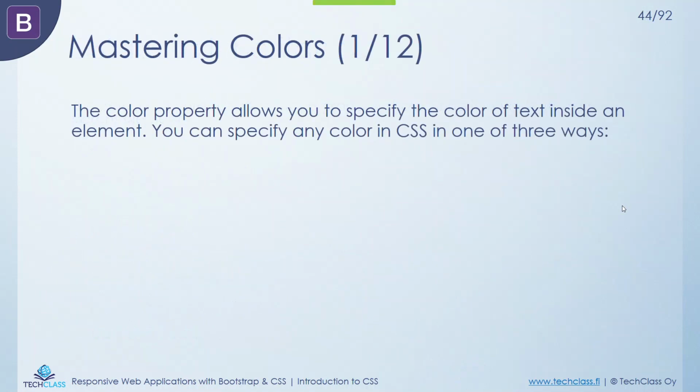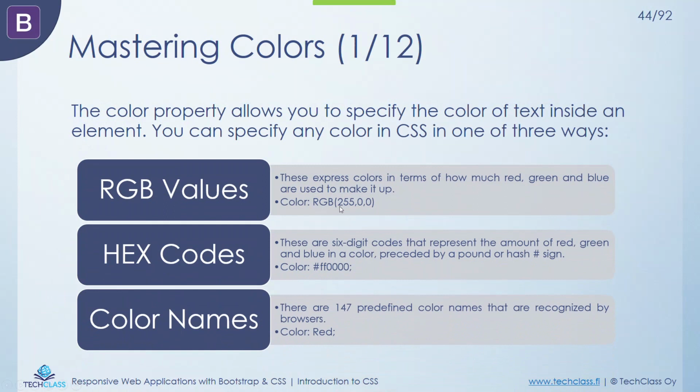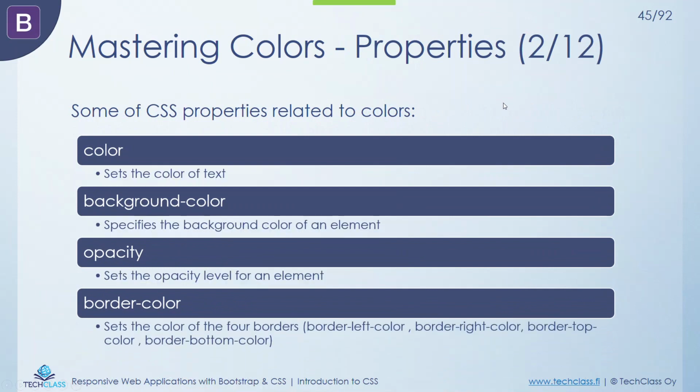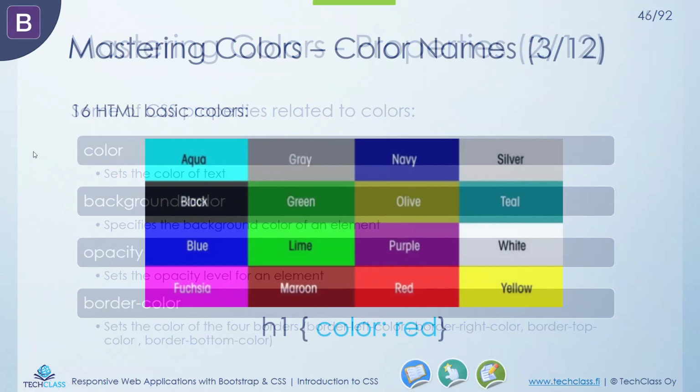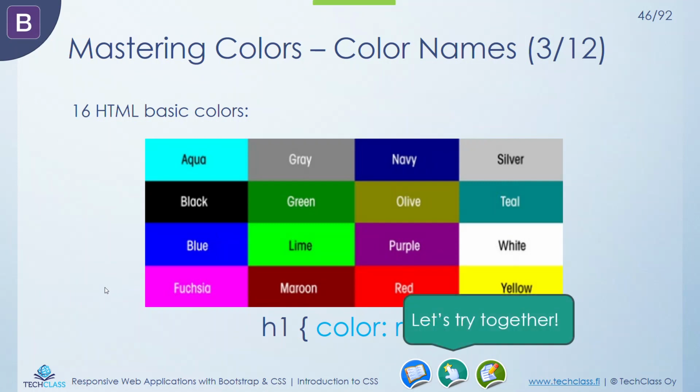Now let's get familiar with the concept of colors. There are three ways you can define colors to your elements: by using RGB code, or the hex code, or the color name. Very easy, very nice to use. We're going to get familiar with actually all these different styles. And here are the color related properties. We have color, background color, opacity, and border color. They are self-explanatory. And here those 16 basic color names, which you can also use. Makes your code also much easier to read.